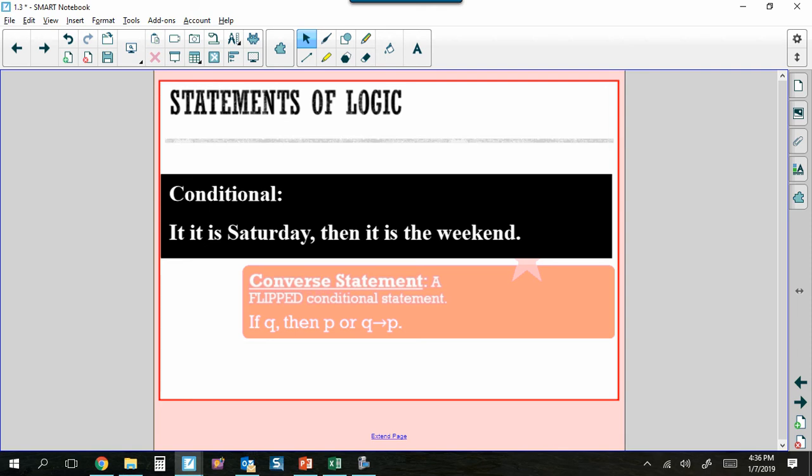Another important statement of logic is the converse statement. And the converse statement is when you simply take the conditional that you're given and you're going to flip the order. You're going to take the hypothesis and the conclusion and switch them. So instead of saying if P, then Q, it's going to now state if Q, then P, or the arrow notation would be Q and then arrow P. So in the conditional statement you were given, we were talking about the day of the week of Saturday, and then the fact that that is a weekend. So the hypothesis is that it's Saturday, and the conclusion is that it is a weekend.